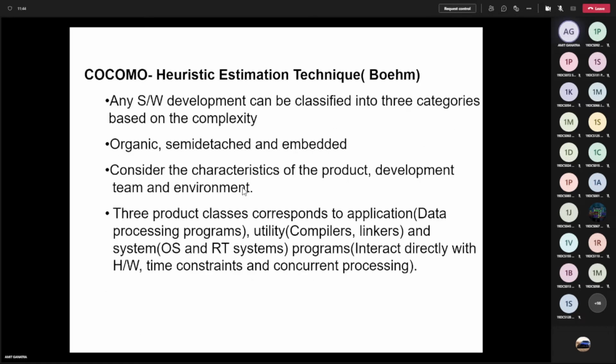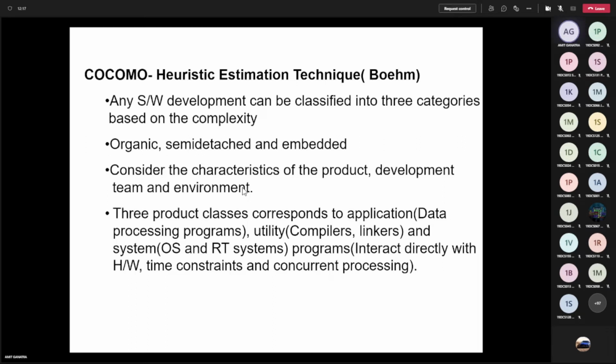Okay, the second one is important. This is used to estimate the cost of the software. The metric is COCOMO, that is Constructive Cost Model. The full form is Constructive Cost Model, and it is a heuristic estimation technique. Heuristic, the dictionary meaning of heuristic is what? If you improve your future based on your past knowledge or experience, then it is called heuristic. This particular metric has been proposed by a person called Boehm.